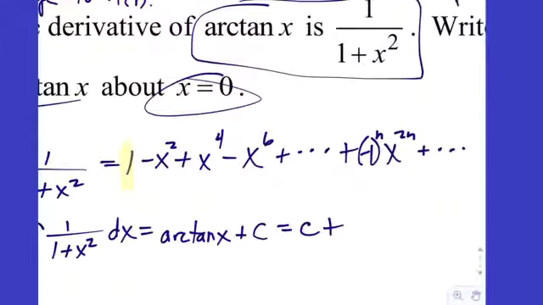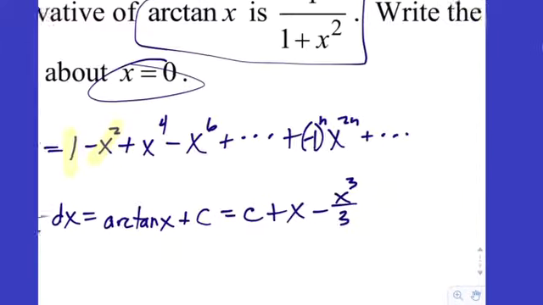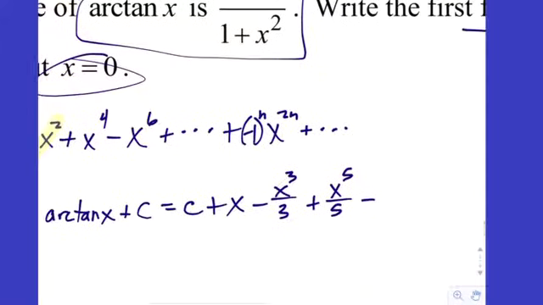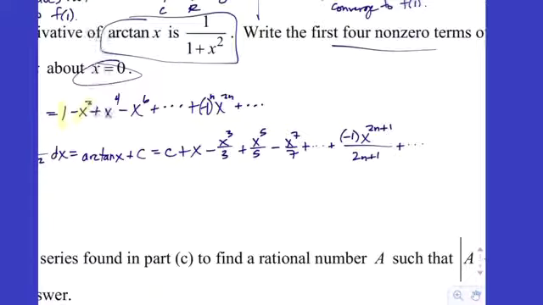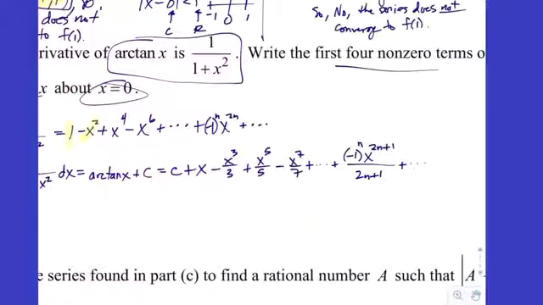So 1 becomes x. Negative x squared becomes 1/3 x cubed, or just minus x cubed over 3. X to the 4th becomes positive x to the 5th over 5. Minus x to the 6th becomes x to the 7th over 7, plus ... And now we can do the same thing to the nth term, plus negative 1 to the n times x to the 2n plus 1 all over 2n plus 1 plus ... Sweet. Oh, I forgot the n. Yep, sweet. Good catch, good eye.